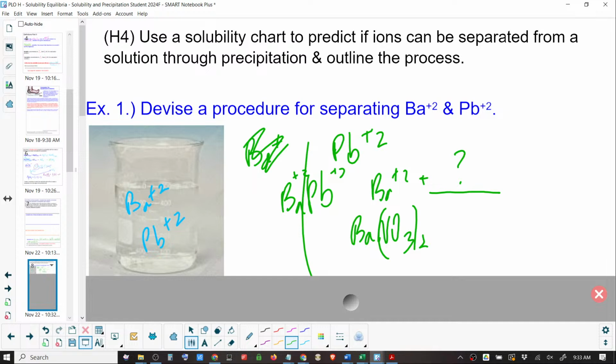Does iodine only precipitate the Pb? Yeah? Then you're good. Yes.